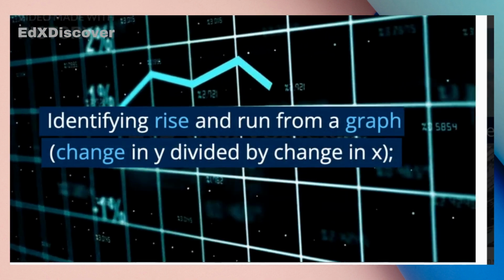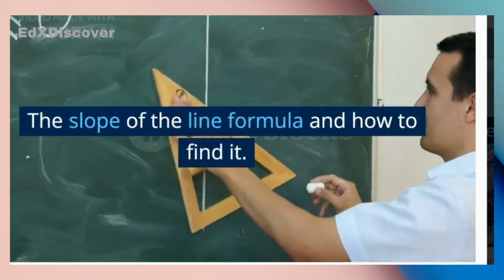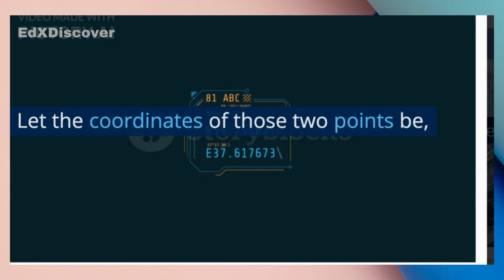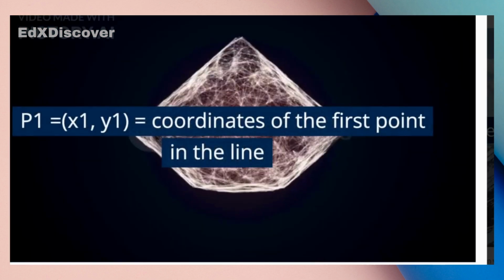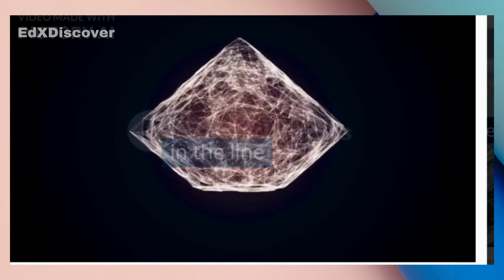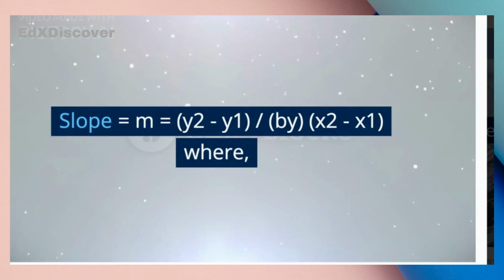Learning outcomes are: find the slope from a graph, identifying rise and run from a graph, change in y divided by change in x, the slope of a line formula and how to find it. Let the coordinates of those 2 points be P1 equals (x1, y1), the coordinates of the first point in the line, and P2 equals (x2, y2), the coordinates of the second point in the line. Slope m equals (y2 minus y1) divided by (x2 minus x1), where m is the slope.